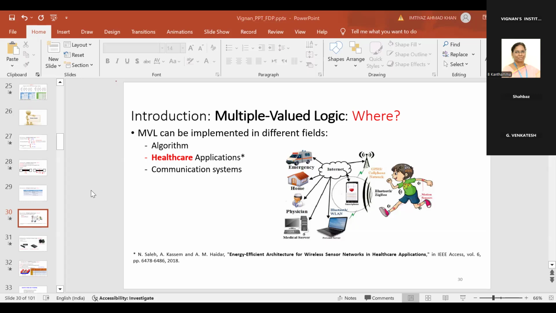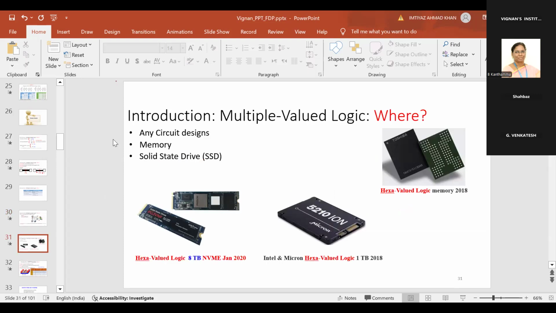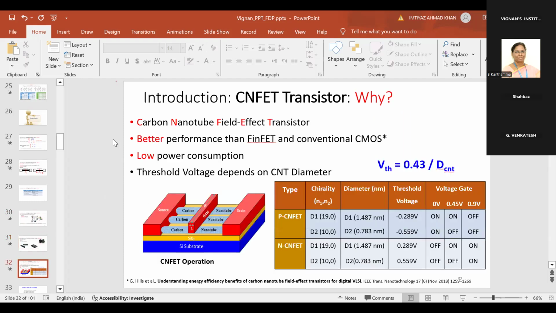Okay, and it is also used for healthcare applications and communication devices. The same is used for memory, hexavalue logic, or different types of logic memory. You can use MRAM, magnetic memory. You can use these types of devices.